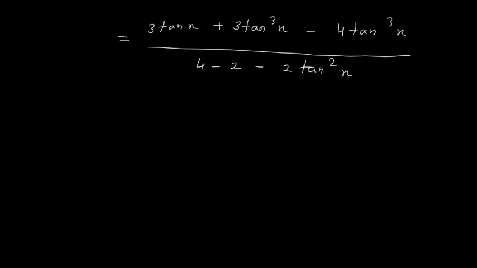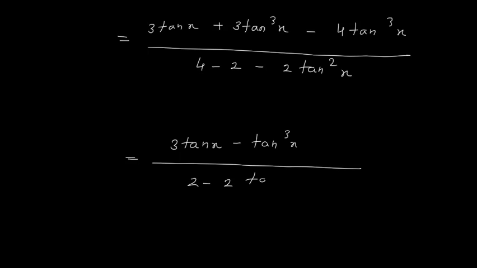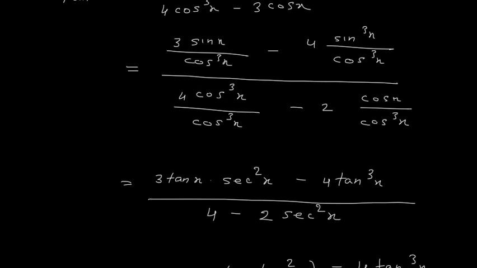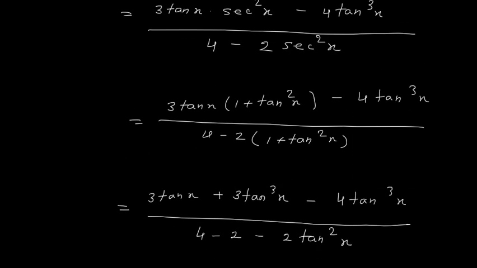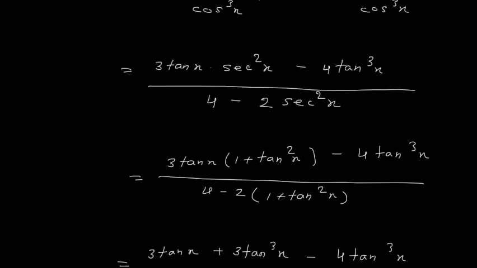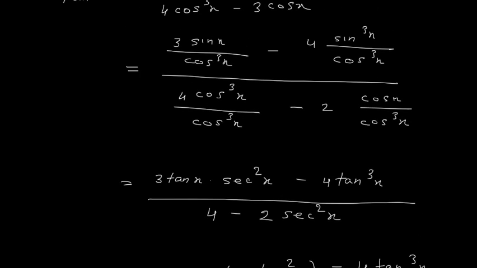So tan 3x is 3 tan x minus tan cube x, divided by 2 minus 2 tan square x. I feel that I am making some mistake. Let us check where I am making the mistake.